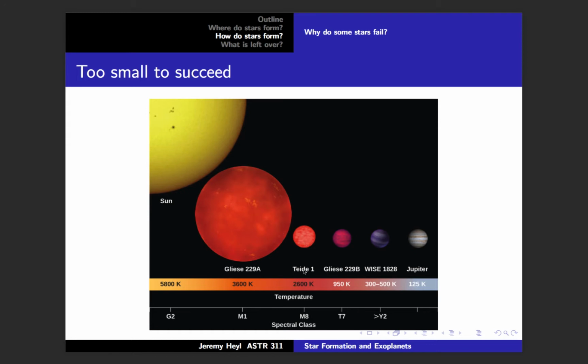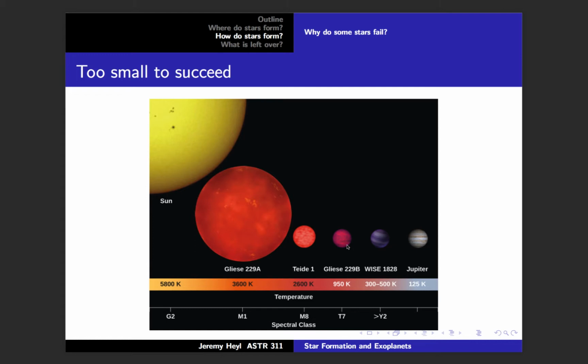And then over here, these are brown dwarfs. They have different masses, but they're all about the same size. They're all about the size of Jupiter, you can see, in radius. But Gliese 229b might be a few percent of the mass of the sun, whereas Jupiter is about 1,000th the mass of the sun. Okay? But they're all about the same temperature.